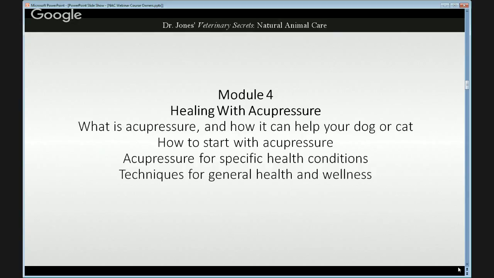Module 4, healing with acupressure. What is acupressure? How can it help your dog or cat? How to start with acupressure. Acupressure for specific health conditions, techniques for general health and wellness. You really want to get a good grip on acupressure itself. It's difficult to master, but it's a great one that I feel pet owners should have a good grasp of and start using on their dogs or cats at home.